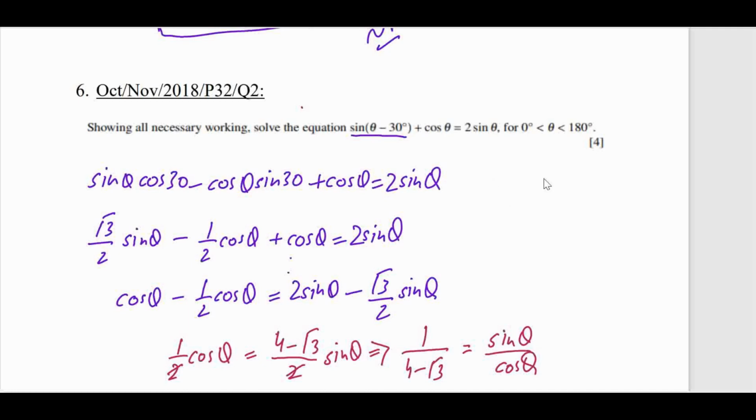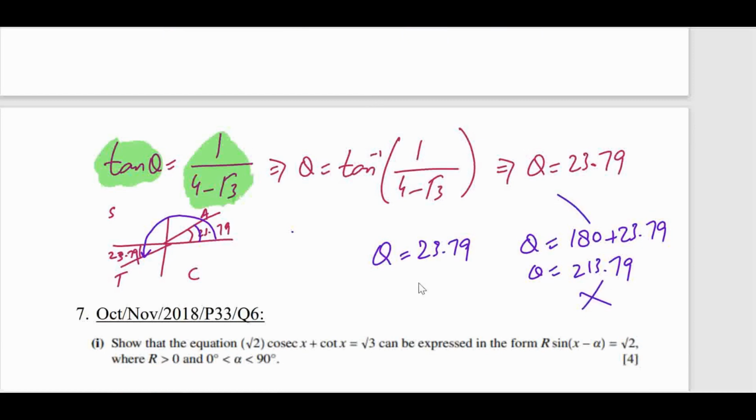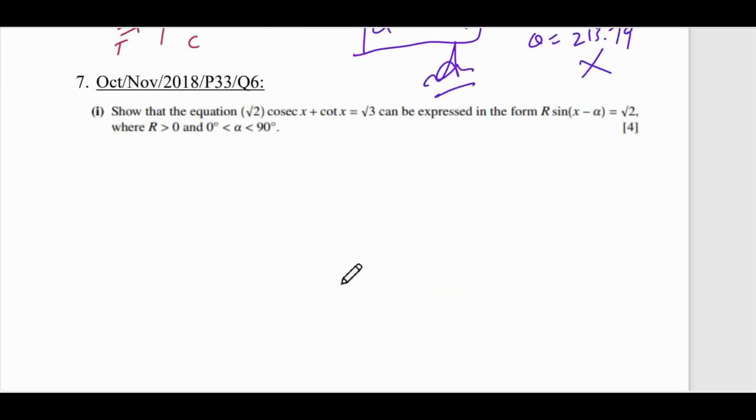So let's see the range. Range is from 0 to 180 degrees. That is why we will not consider this one and we will consider this one only. So this will be the final answer. I hope that the concept is clear. Let's move to the next question.